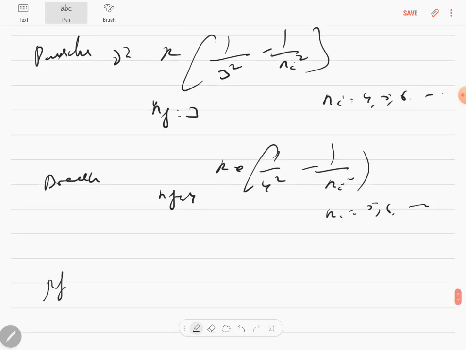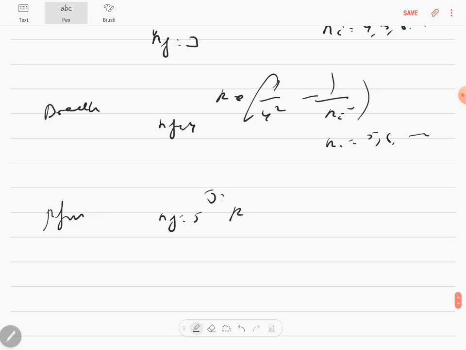Pfund is n final equal to 5. Lyman, Balmer, Paschen, Brackett and Pfund. Makes sense, right? So mu bar is equal to R into 1 by 5 square minus 1 by ni square, where ni is 5, 6, 7. That much clarity you should have. It's actually jumping from higher to lower, but when you substitute here, it becomes like lower to higher. Where it jumps to is first place.